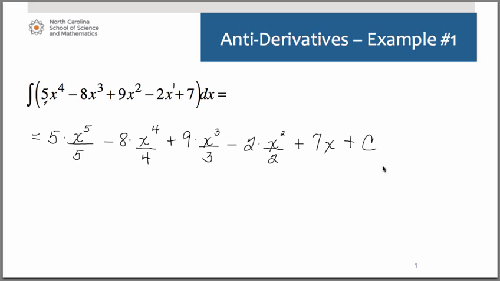Then of course we need plus c, because as you saw in the introductory activity, there could have been a constant term on this original function that when you took the derivative of it, it became 0 and zeroed out. So you need your plus c, your constant of integration, to account for the fact that there could have been a constant term affixed with this function. Now we just simplify. We end up with x to the 5th minus 2x to the 4th plus 3x cubed minus x squared plus 7x plus c.